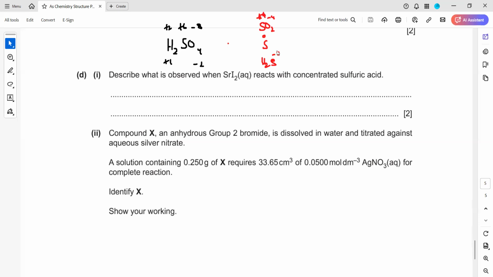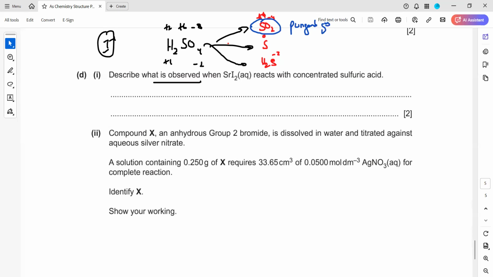So usually the iodide ion is a good reducing agent, so it reduces sulfur to lower oxidation numbers compared to bromide. When we react with bromide, sulfur dioxide will be formed. But in this case, what is observed? Because there is sulfur dioxide gas, we'll say a pungent gas. A sulfur solid is also there.